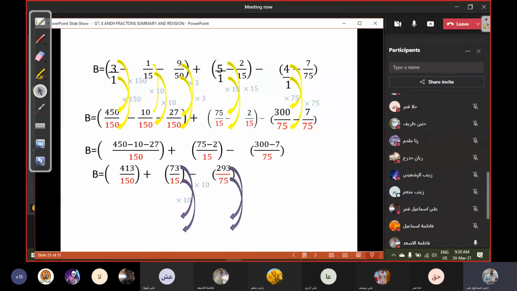The final common denominator will be 150. This 73 when multiplied by 10 becomes 730, and 293 when multiplied by 2 becomes 586. After adding and subtracting, the answer is 557 over 150. This is all for today.